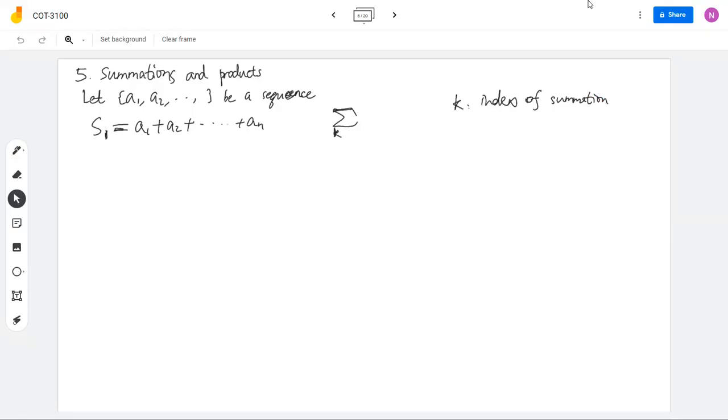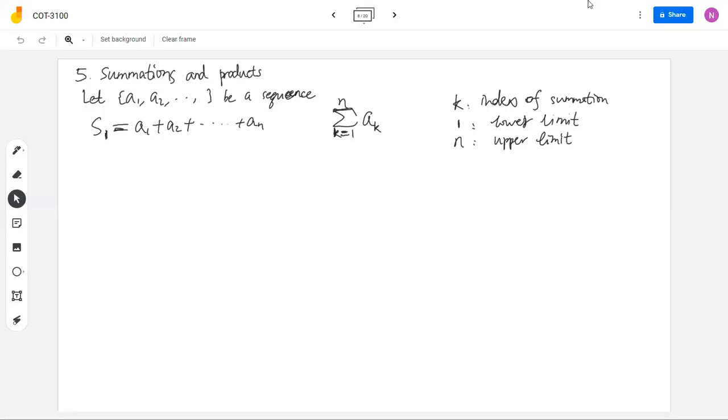K equals 1 to N, AK. This 1 is called the lower limit, and N is called the upper limit. So summation AK, K equals 1 to N. This is the way we read the summation. That means K is the index of summation, and sometimes it's also called a running index.